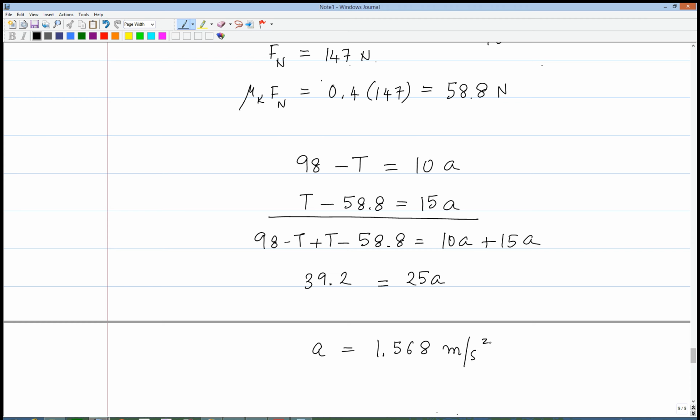meters per second squared. So understand the process in this problem. Once again, we had to figure out whether it was going to move or not, and for that I had to figure out Fs max, and once I knew it was going to move, I had to take Fk into account. So that's that problem.